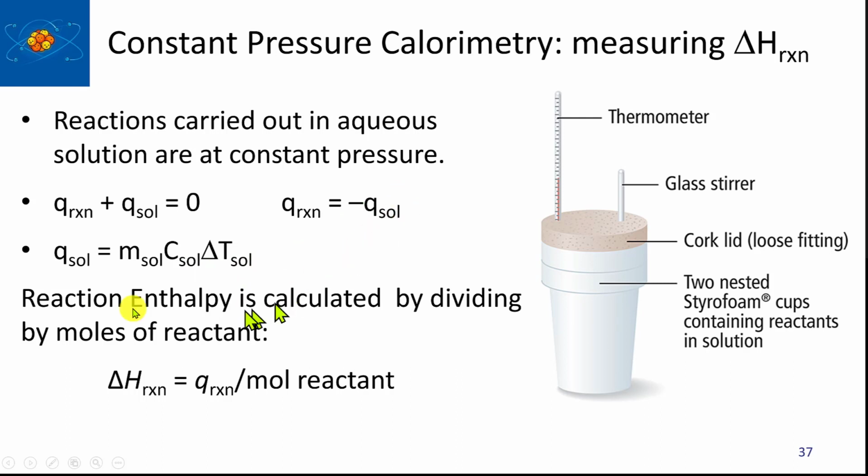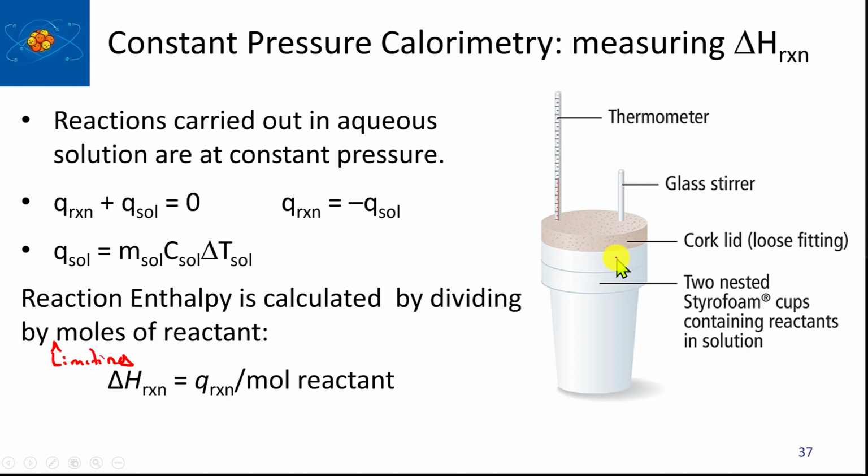And then when we want to calculate the reaction enthalpy, that's really the number of kilojoules per mole of reactant. So what we usually end up doing is calculating the moles of the limiting reactant here. And then we calculate delta H for the reaction from that.